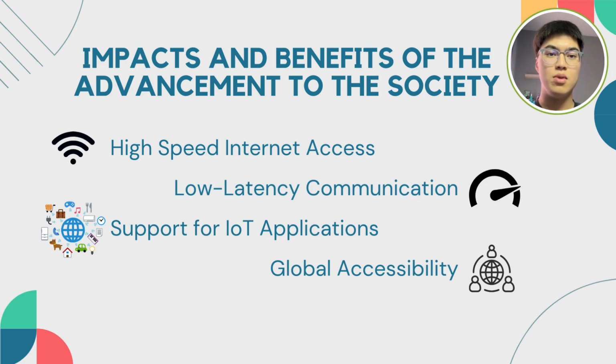Next will be global accessibility. AI and satellite internet constellations enable connectivity across the globe, making information, ideas, and cultures more accessible to the public. This fosters inclusivity and strengthens global connections. And the last one will be the support for IoT applications, which is the Internet of Things. Satellite constellations also play a crucial role in the growth of the Internet of Things by connecting devices. Applications like smart traffic management, surveillance, and emergency response systems improve public safety and efficiency.